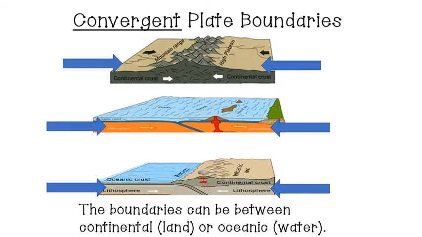Convergent plate boundaries, as I mentioned earlier, can be between 2 continental plates that are coming together. It can be 2 oceanic plates that are coming together, or it can be an oceanic plate and a continental plate coming together. And we'll study more specifically about those convergent plate boundaries on Wednesday's lesson.